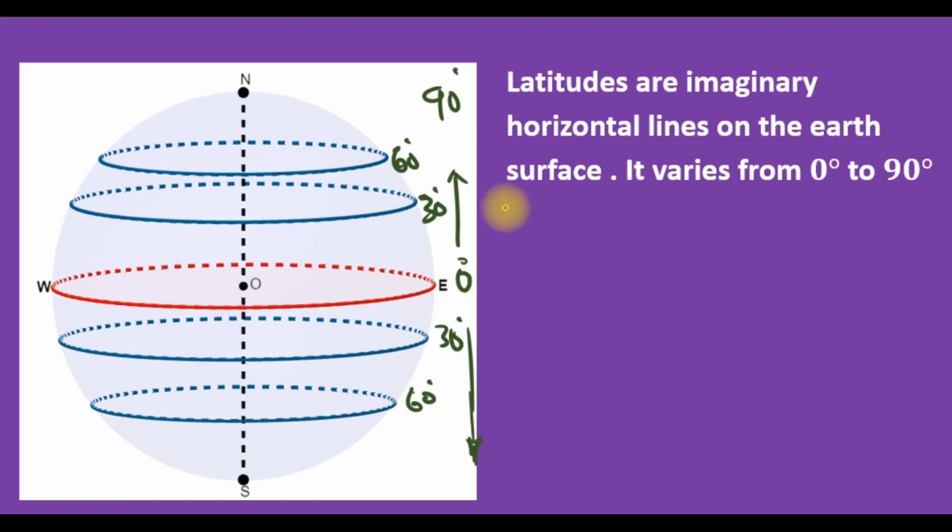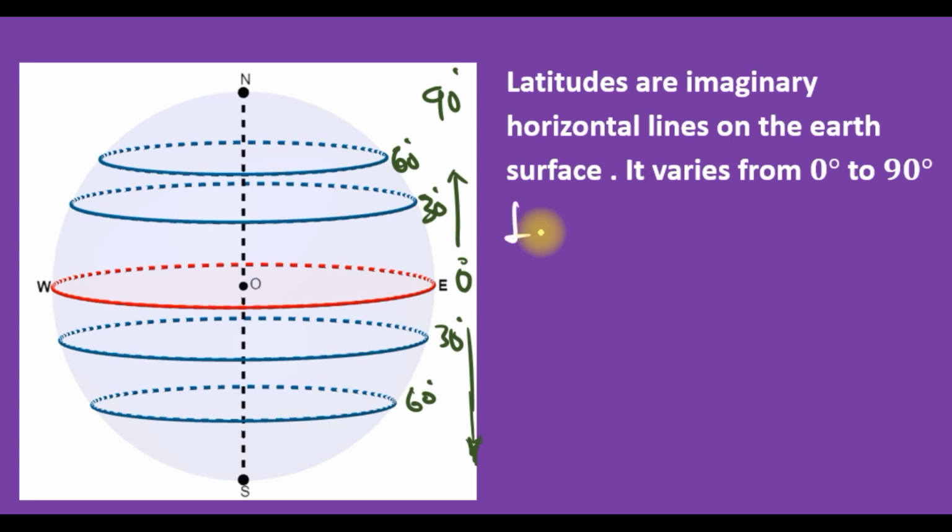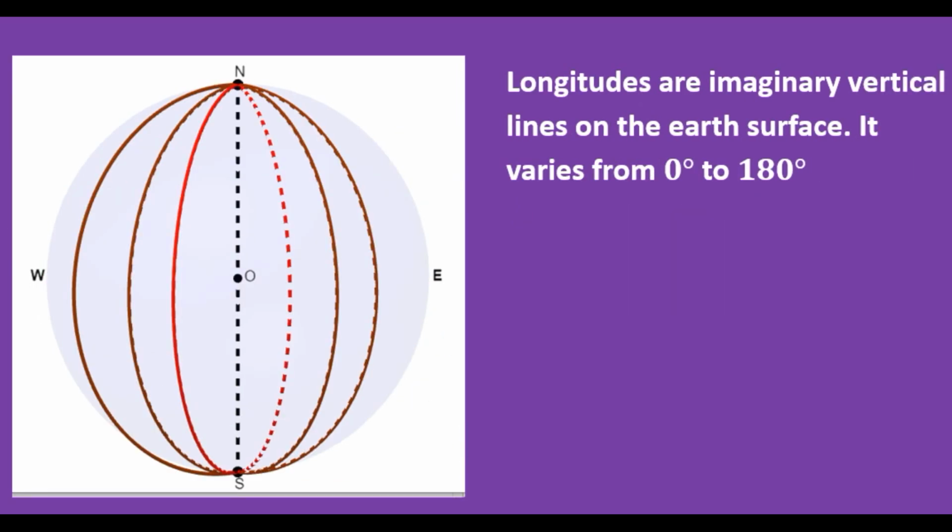Okay, let me write. So latitude 0 degrees is called the equator. So that's very important. So let's look at longitude.